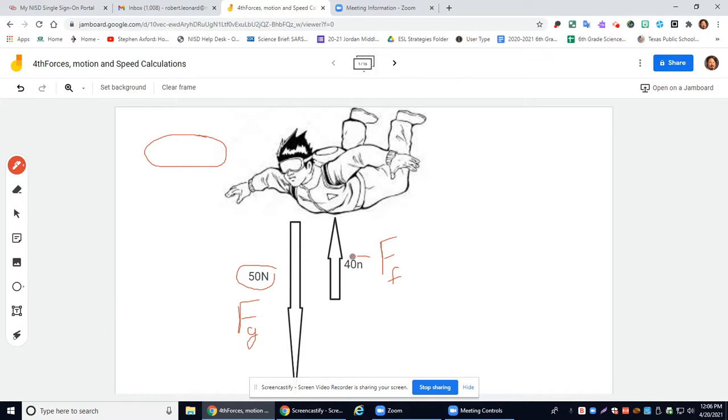Okay. So next thing you need to ask yourself, so you should draw the skydiver with these arrows and label it 50 newtons and 40 newtons. Next thing you need to ask yourself is, are these adding forces or opposing forces? These are opposing, okay?